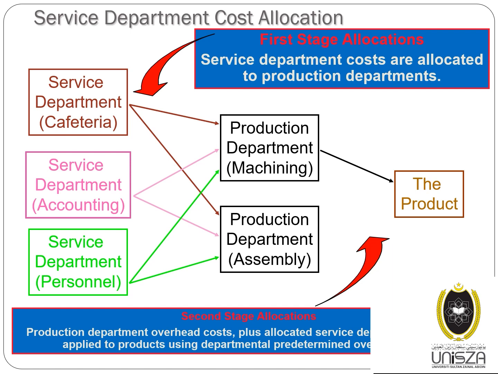So the first stage, the service department costs are allocated to production departments. In the second stage, production department overhead costs plus allocated service department costs are applied to products using departmental predetermined overhead rates. So in this slide, you can see the example of the service departments that support the main departments, or the production departments, in a company.